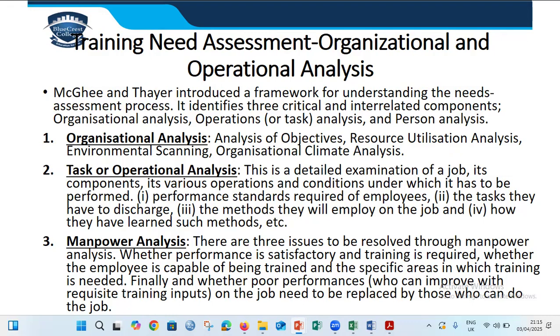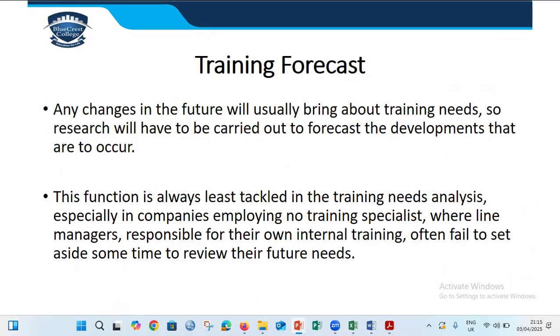Then the third one looks at the manpower analysis or the person analysis. Okay, so here you look at whether what the employee is doing is satisfactory or not satisfactory. Okay, and it helps you to know where performance is poor or where the person is doing well on the job or where a particular job requires replacement. Okay, so you have analysis at the organizational level, at the operational or task level, and then the manpower analysis.